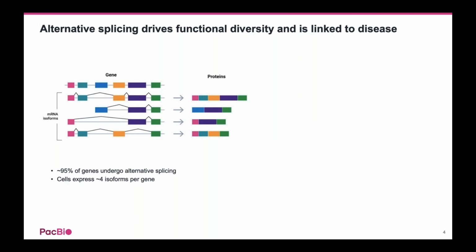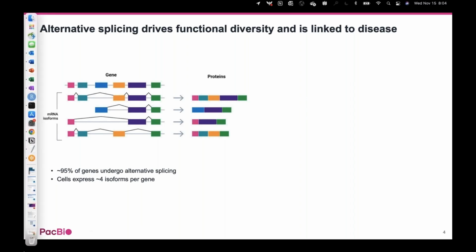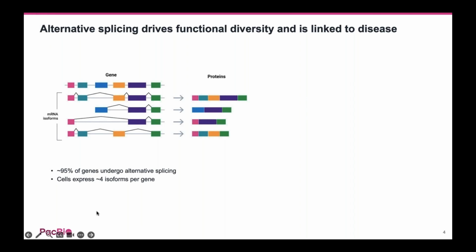To start, let's talk about alternative splicing. Alternative splicing is a process where exons from the same gene combine in various ways, resulting in different but related transcript isoforms. These produce different proteins with distinct structures and functions, and this diversity plays a key role in human biology and disease, with up to 95% of genes undergoing alternative splicing.